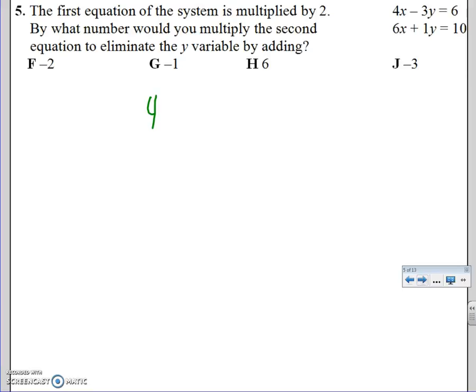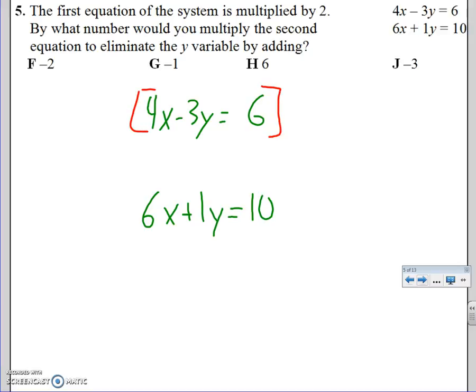Same idea here. 4x minus 3y equals 6. 6x plus 1y equals 10. That's actually the same problem. And now this time, they're multiplying the first equation by 2. So 2 would make that 8x minus 6y equals 12.